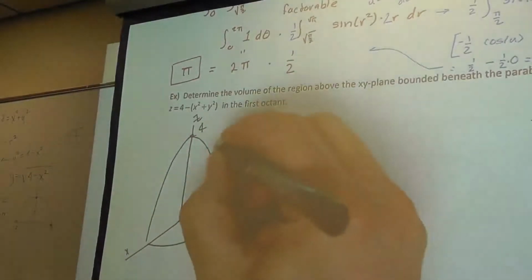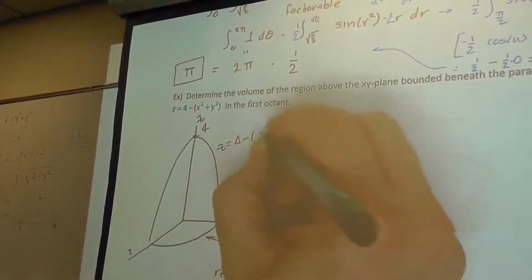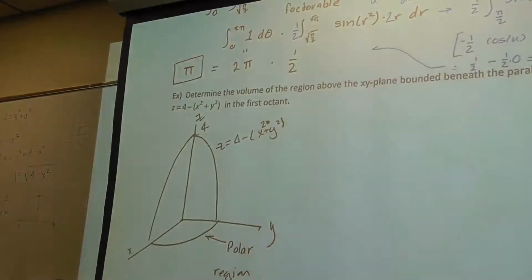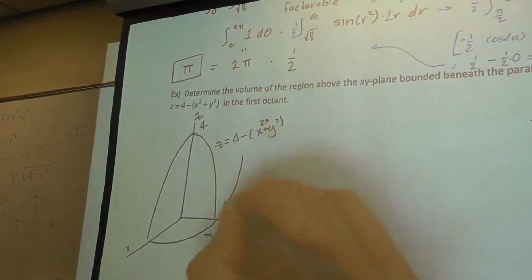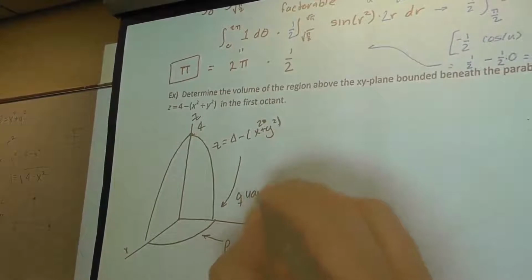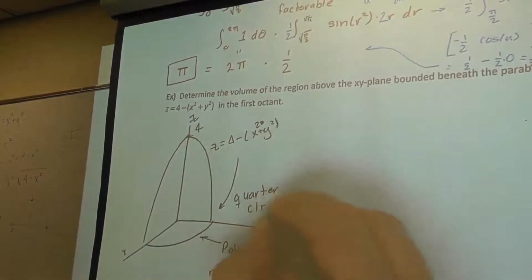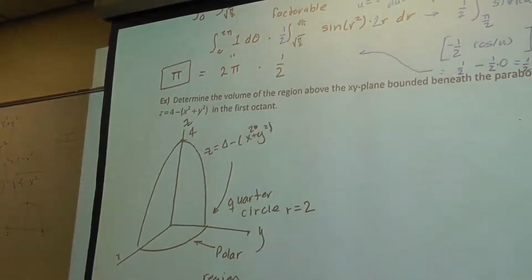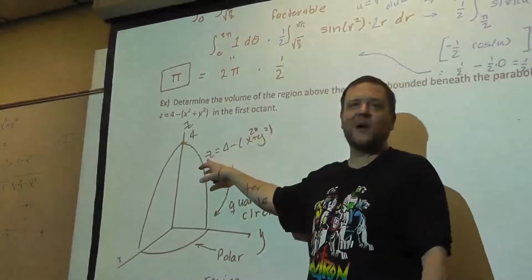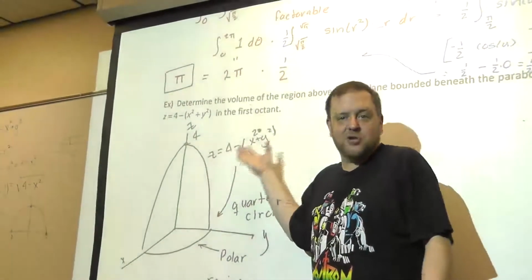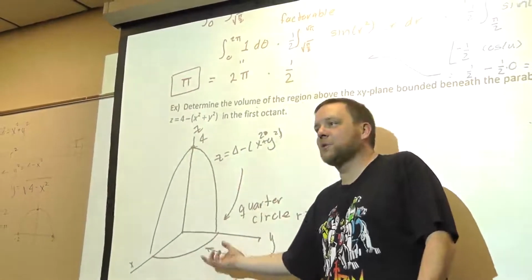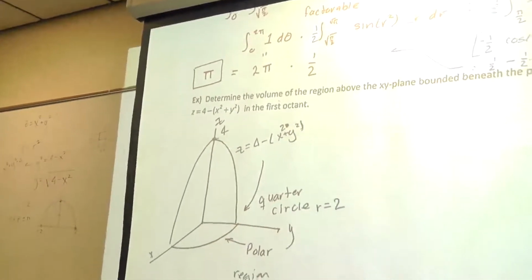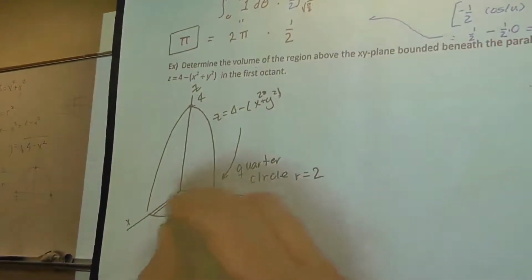Okay, since this is the graph of z equals 4 minus x squared plus y squared, that means when it meets the xy plane down here, it makes a quarter circle of radius 2. And again, the easiest way to do that is just to set your z in the equation equal to 0, and it generates the rectangular equation x squared plus y squared equals 4, a circle of radius 2, at the origin. So that's our polar domain. This is the region we're going to integrate over down here.